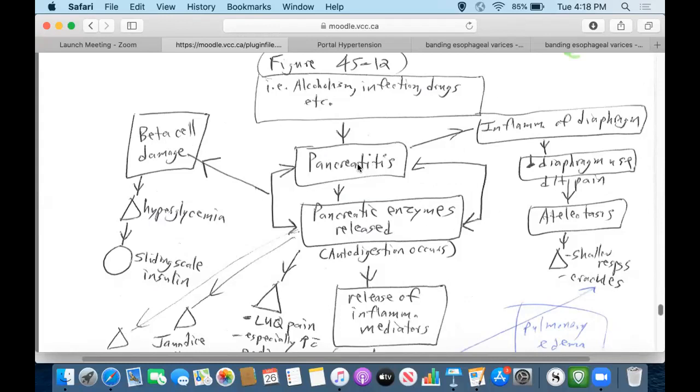Inflammation can have a tendency to spread. So even though it's the pancreas that's inflamed, that can spread to inflame the diaphragm. And if that's the case, this patient's going to have painful, shallow breathing and be at risk for atelectasis and pneumonia.